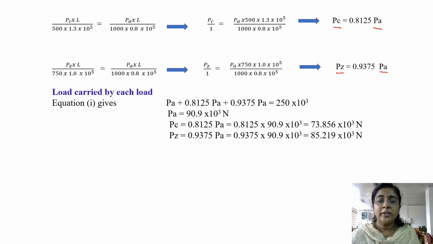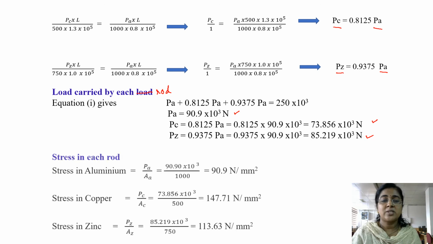Now the load carried by each rod: substituting in the equilibrium equation, we will obtain the load taken by aluminium as 90.9 kilonewton, then the load taken by copper as 73.856 kilonewton and the load taken by zinc as 85.22 kilonewton.